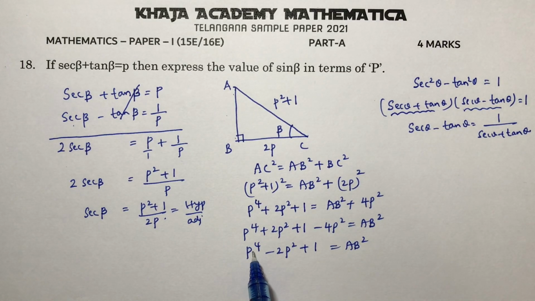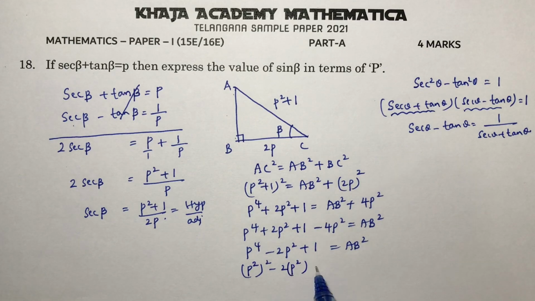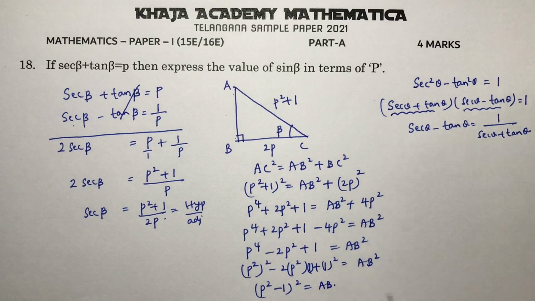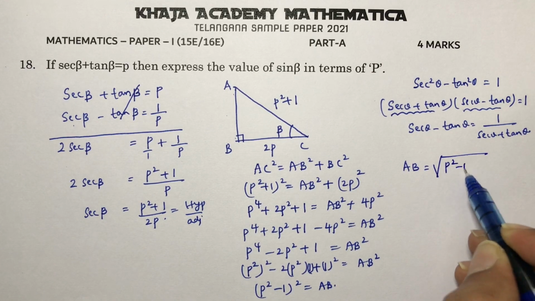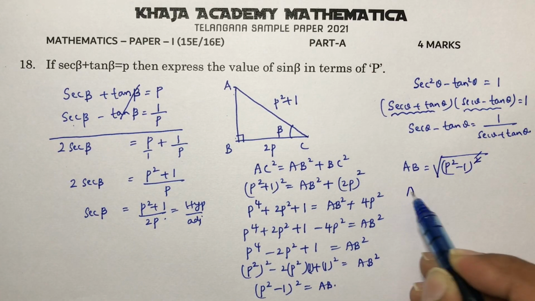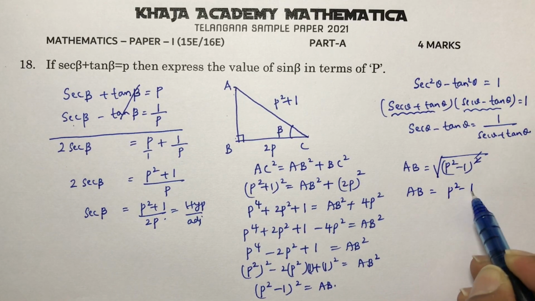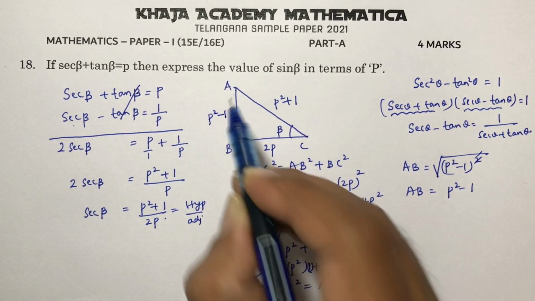It is in the form of a square minus 2ab plus b square. Otherwise I'll write one more step, p square whole square minus 2p square plus 1 equals AB square. Now a square minus 2ab plus b square, so p square minus 1 whole square equals AB square. So AB value will be under root p square minus 1 whole square, square root cancels. So AB value is p square minus 1.